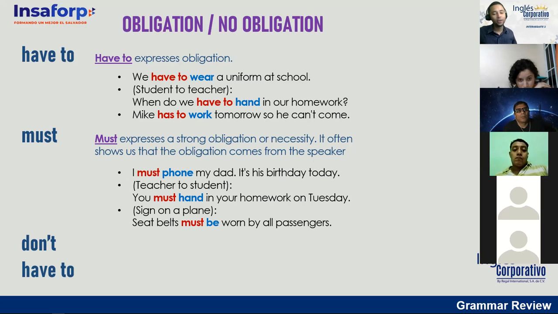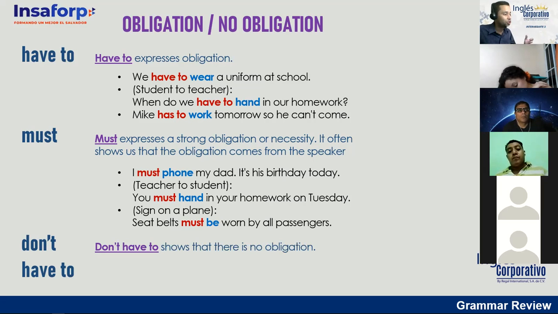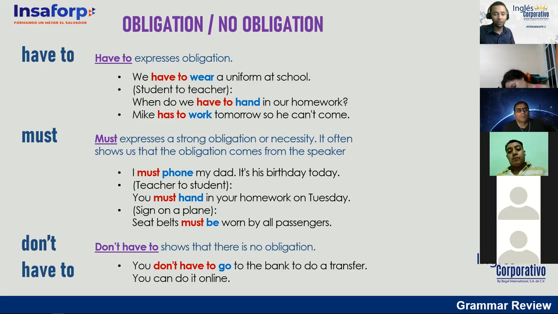Finally, we have don't have to. Don't have to, or the variation for he, she, it, doesn't have to, shows that there is no obligation about something. It's optional. You don't have to go to the bank to do a transfer. You can do it online, ¿verdad? Hace años había que ir al banco o ir a un cajero de esos cajeros totales para hacer una transferencia. Hoy no, usted saca su teléfono, ya está. Cuestión de un minuto ya le pasó el dinero a alguien más. O alguien más se lo pasa a usted.